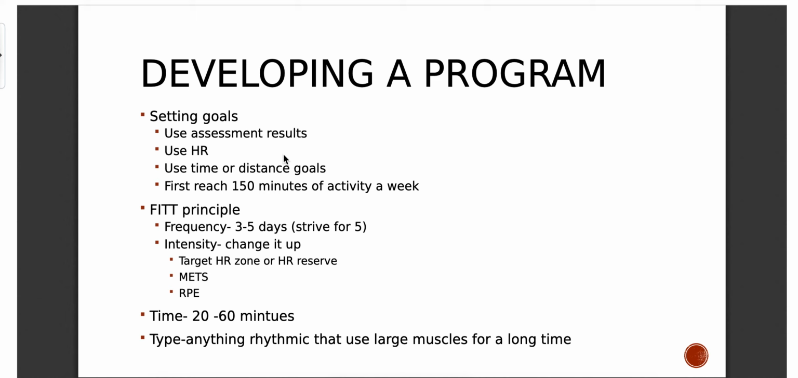You also have time as another component of the FIT principles. So we say somewhere between 20 and 60 minutes for the average person, not athlete, but just for general health reasons when it comes to exercise and cardiorespiratory endurance. If you're at a high intensity, the lower end of that scale is fine. If you're at a light intensity, we definitely recommend going up to that 60 minutes.